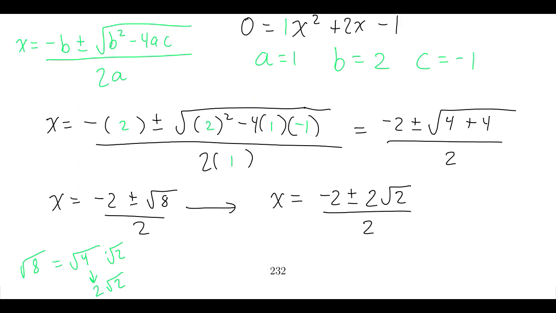And if you're noticing how all these 2's are lining up, that would reduce and that would reduce. So since they both reduce, I have negative 1 plus or minus, these 2 reduce to leave me with the square root of 2. So that's two answers: negative 1 plus the square root of 2 and negative 1 minus the square root of 2.